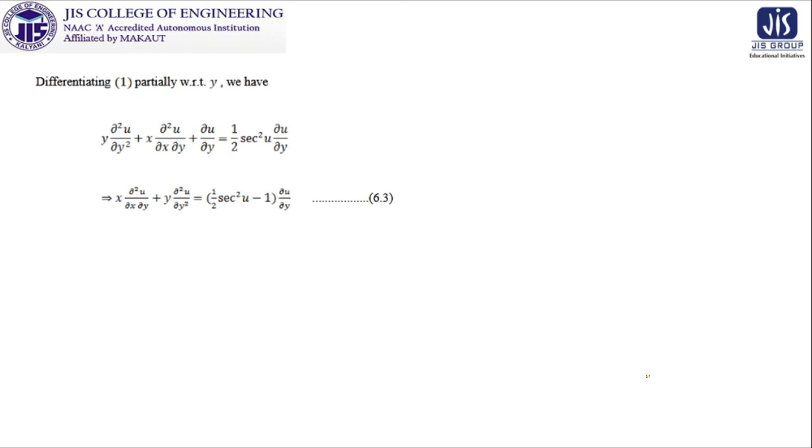So it is obviously very clear that differentiating equation number 1 partially with respect to y, we will have this particular expression, and after simplifying we can write that x ∂²u/∂x∂y plus y ∂²u/∂y² is equal to this, ∂u/∂y will be taken into the right hand side to take ∂u/∂y common for half sec² u minus 1. So what is remaining? The remaining thing is nothing but to add them.